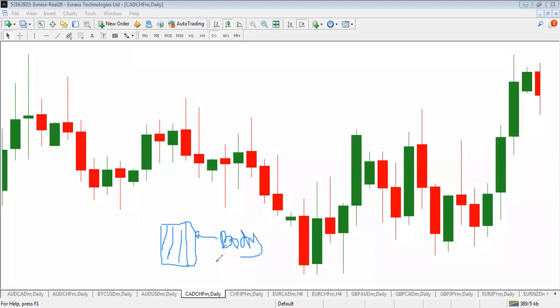Okay, now you can see that there are some candles which have got tails. I am calling them tails. Maybe they have a tail up, and even they have a tail down. So these tails, we call them wicks. Wicks.